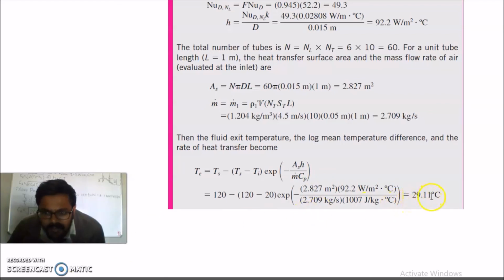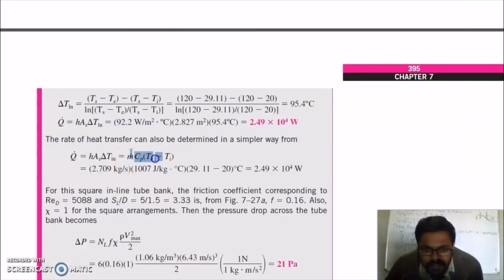Now we know the inlet temperature of air, we know the outlet temperature of air. It means the heat carried by air is equal to m Cp delta T: mass flow rate of air, specific heat of air, inlet temperature Ti, and exit temperature we had. So this is your heat transfer taken by the air.